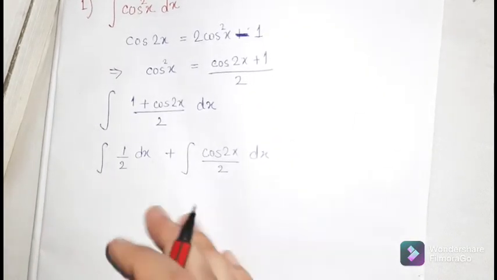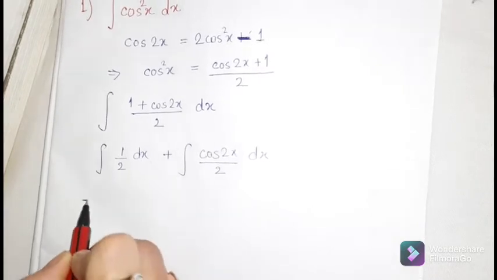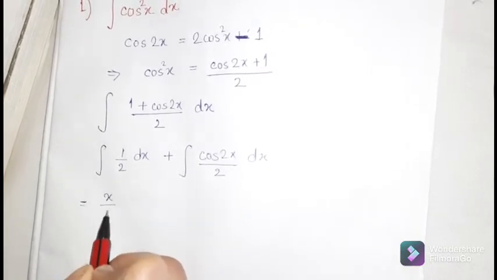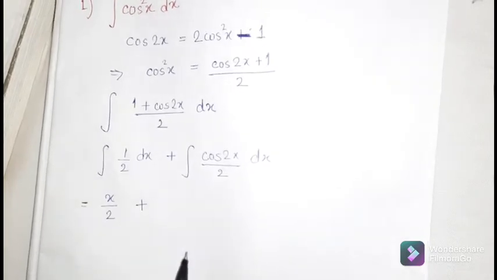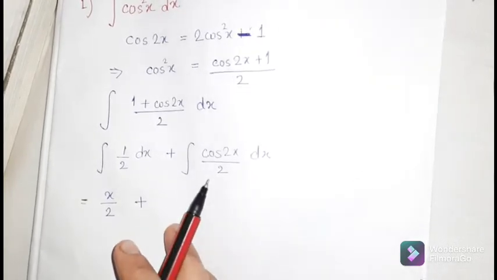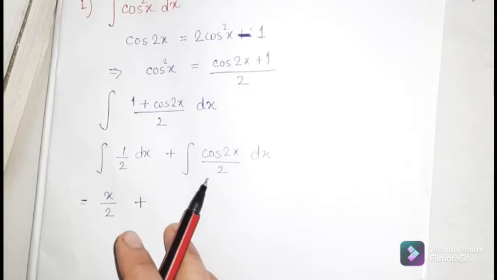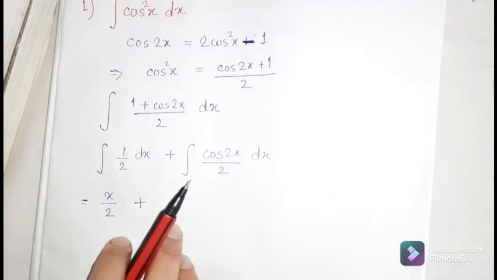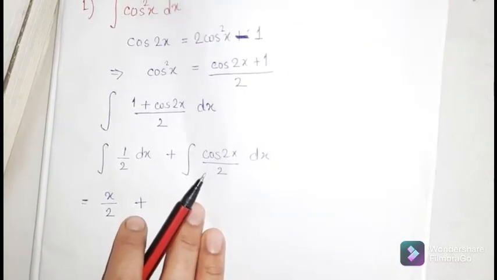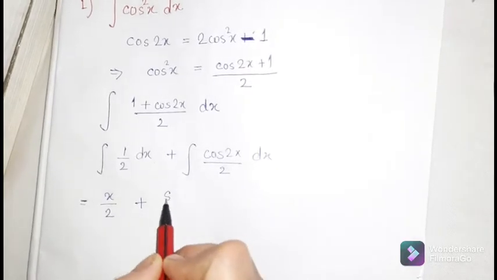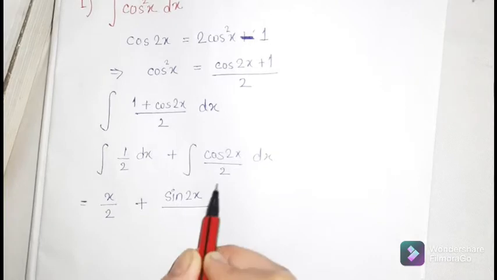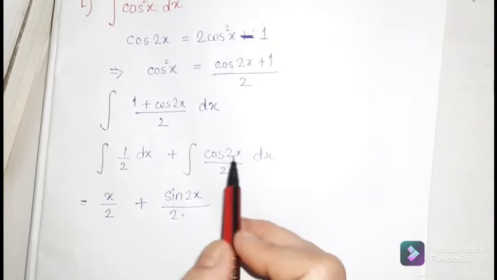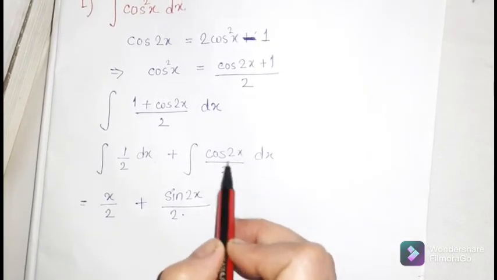And what is the integration of half dx? It is x by 2, plus the integration of cos 2x, which is sine. We know the integration of cos x is sine x. Here we have cos 2x, so we get sine 2x by 2, which is already there, but when you integrate it you have to use the chain rule.